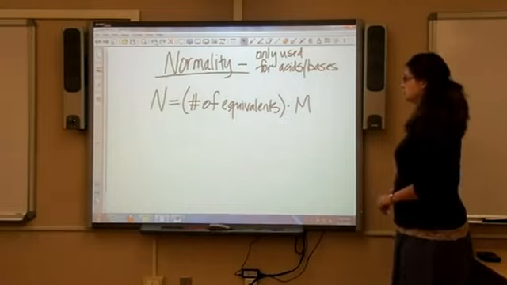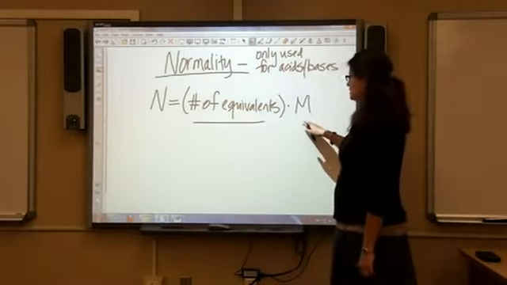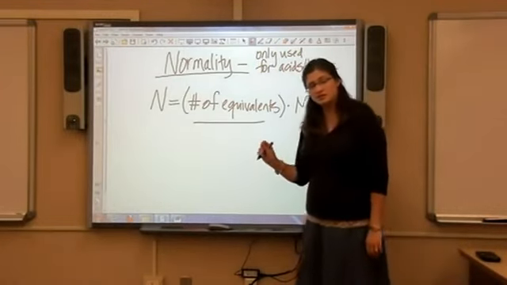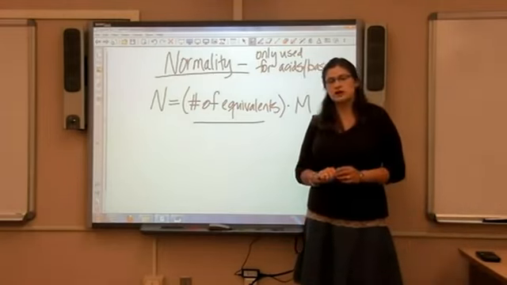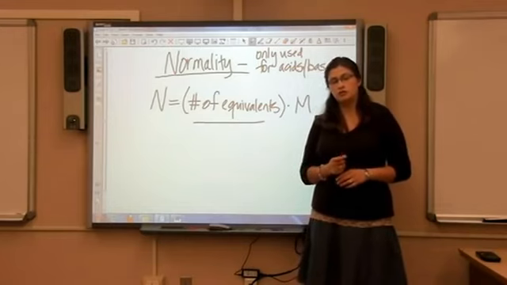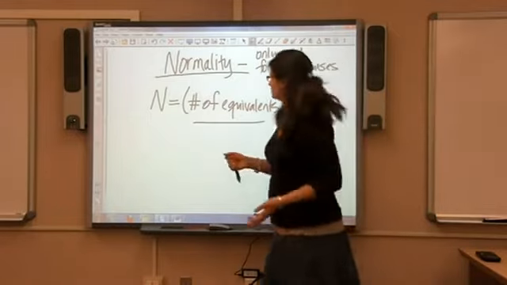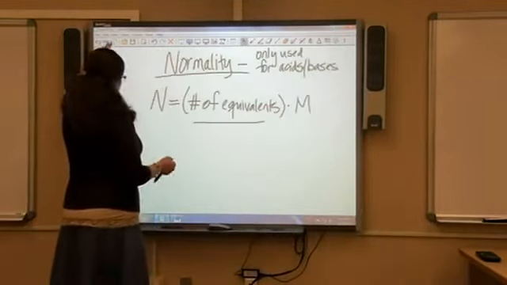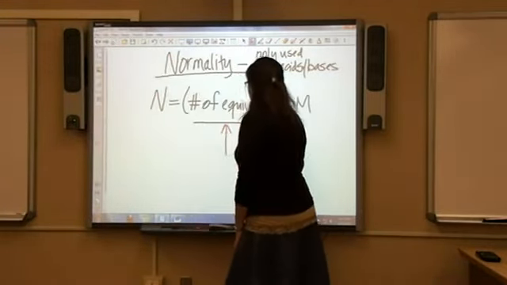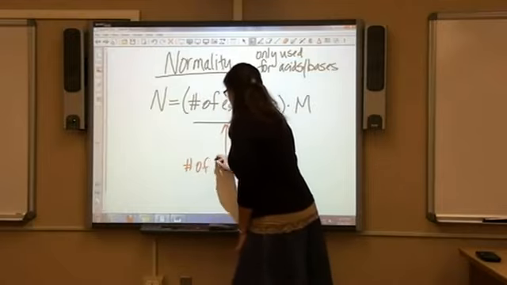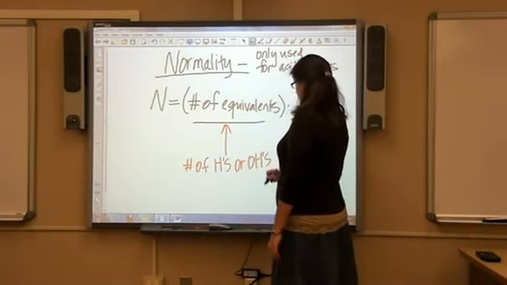If you want to calculate normality, you have to find what's called the number of equivalents and multiply that times molarity. Normality is a lot like the osmolarity formula, but in osmolarity, we were calculating the number of particles. Now, with normality, we'll be calculating the number of what are called equivalents. So what's an equivalent? The number of equivalents is equal to the number of H's if you have an acid, or OH's if you have a base.